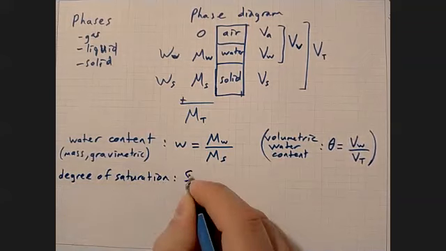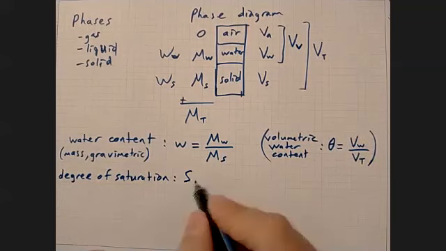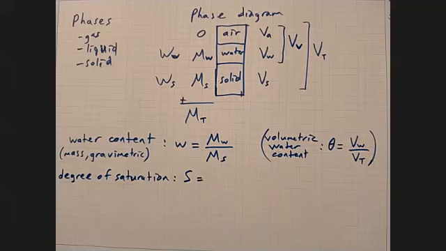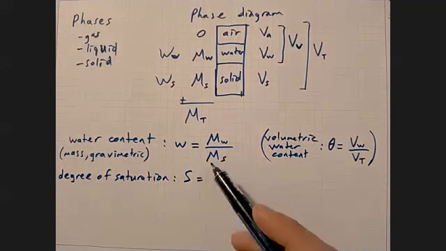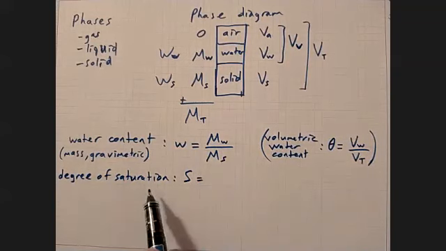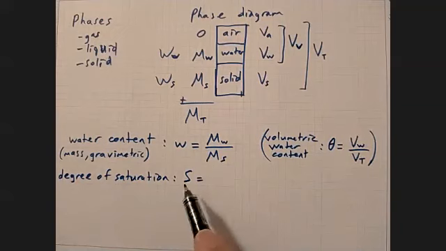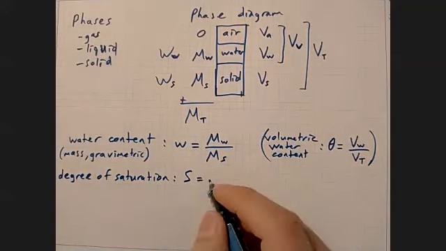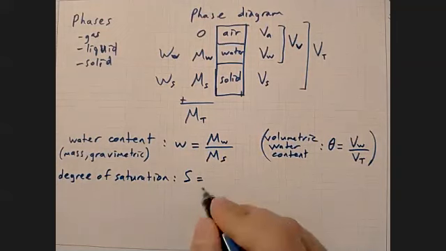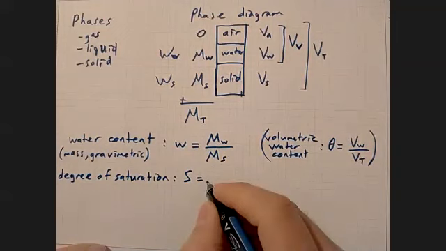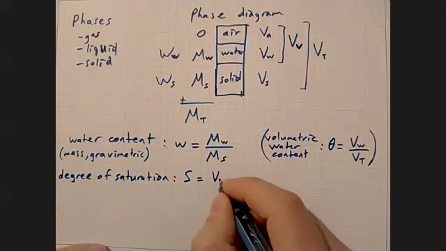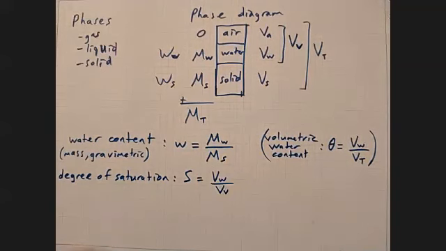We are going to use a capital S for that. And degree of saturation is, now the first one was how much water you have relative to the solids. The second one is how much water you have in your voids. So what fraction of your voids is filled with water? And that is expressed as volume of water over volume of voids.